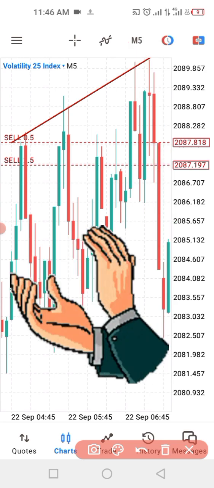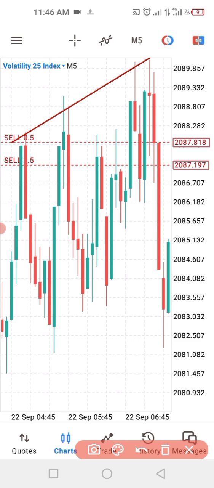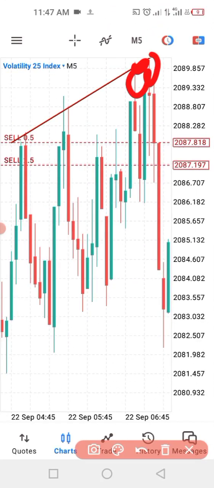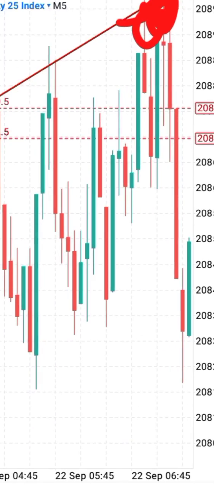So here I waited patiently, and the market retraced the third time. When it came the third time, I didn't just jump in. I had to wait for the market to give me a kind of entry trigger, and the entry trigger that I got was multiple rejections here. I got these multiple rejections for my entry trigger.